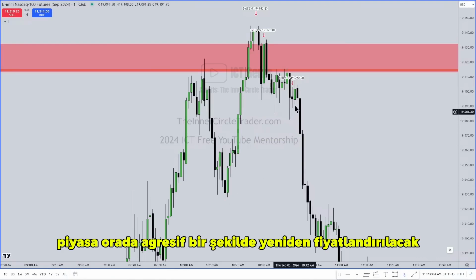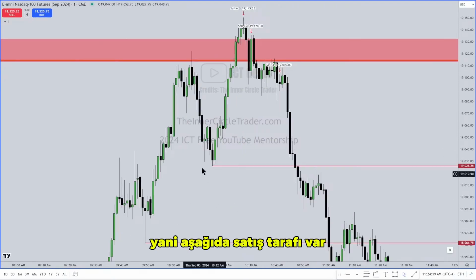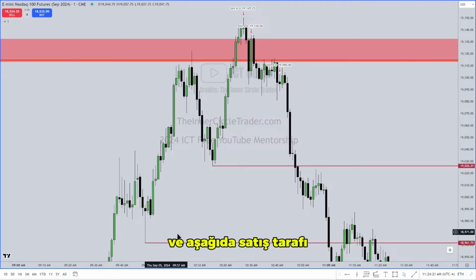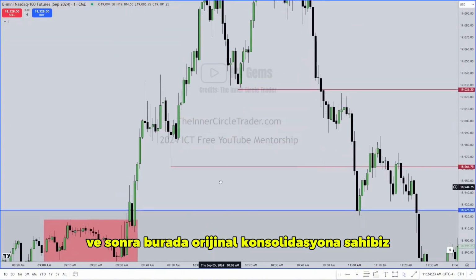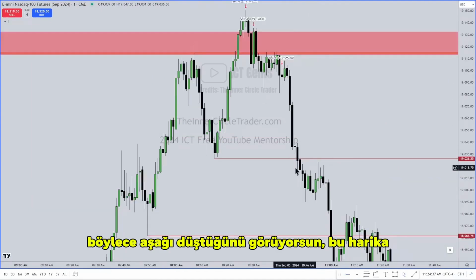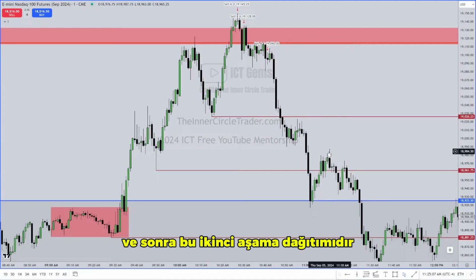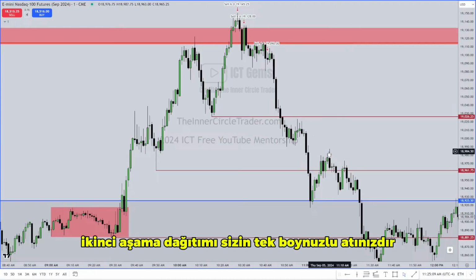And I said the market will aggressively reprice down here because the algorithm is not going to want them to pull their orders. So below here is sell side and below here is sell side. And then we have the original consolidation here. So you aim for a run below here. So you see it drop down. That's wonderful. So this is the first stage distribution, and then this is second stage distribution. Second stage distribution is your unicorn.